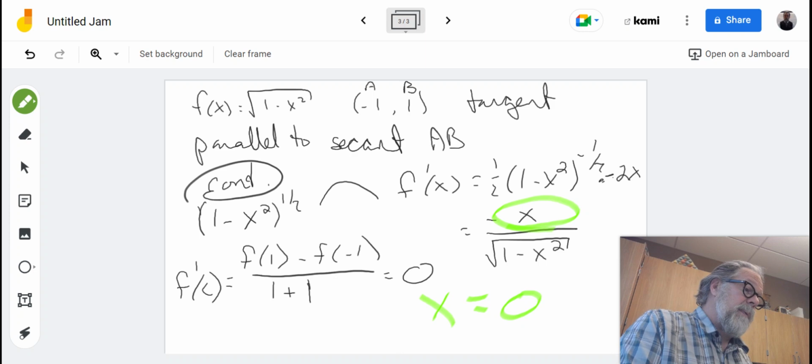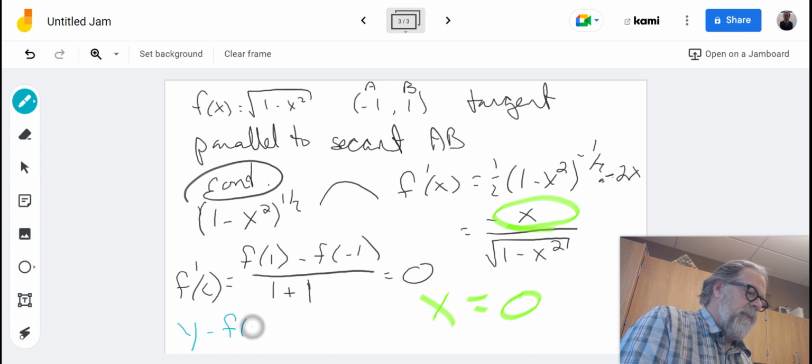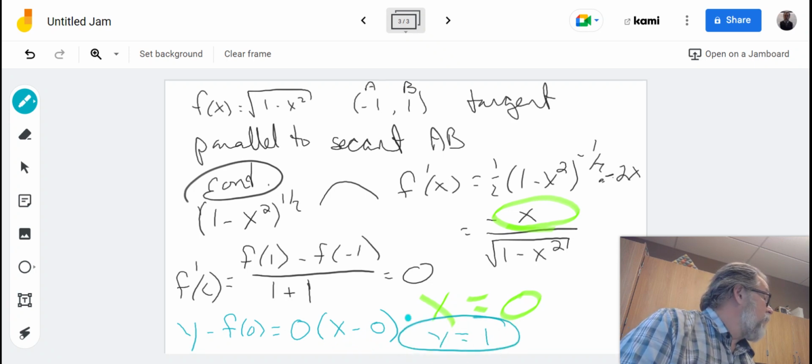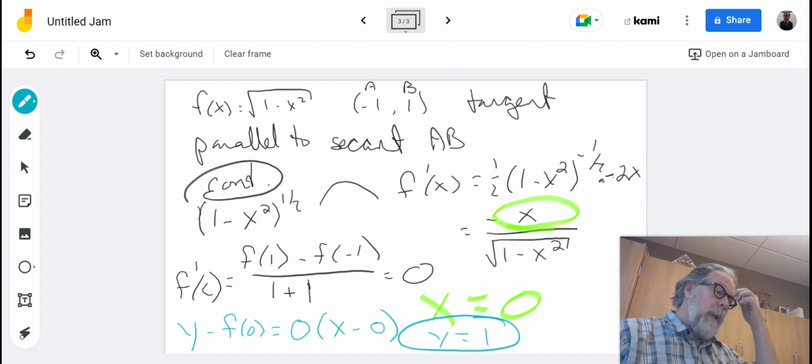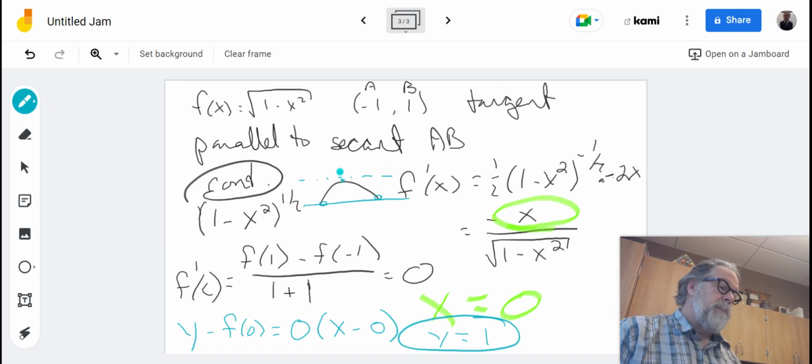So the tangent parallel to the secant is at f of 0, which means that we've got a tangent line of y minus f of 0 equals 0 times x minus 0, and we get y equals 1. There is the tangent line that is parallel to that secant, because in fact the secant is horizontal, and therefore the tangent line must be horizontal.